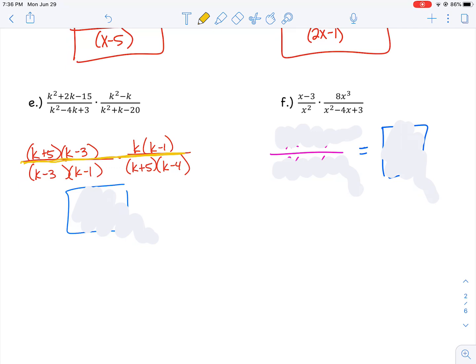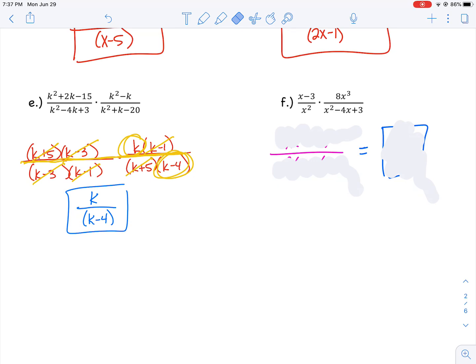It looks like I have a common factor of a k plus 5. I have a common factor of a k minus 3. Ooh, and I even have a k minus 1 on both the numerator and the denominator. What does that leave me with? It looks like I'm left with a k on the top and a k minus 4 in the denominator. I can't factor anymore, can't reduce anymore. It looks like that would be my final answer. Remember, don't reduce the k's because the k minus 4 is connected with that minus sign. Again, if it helps you, put parentheses so you know they're protected.